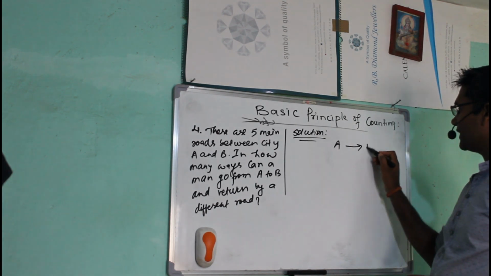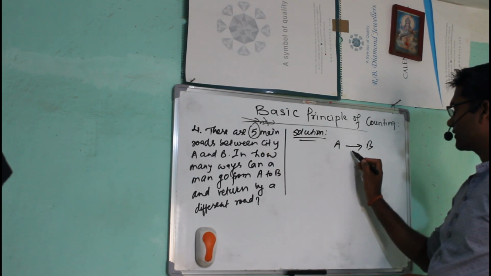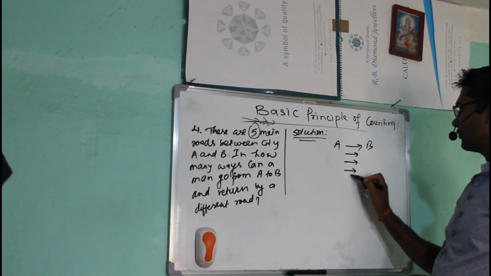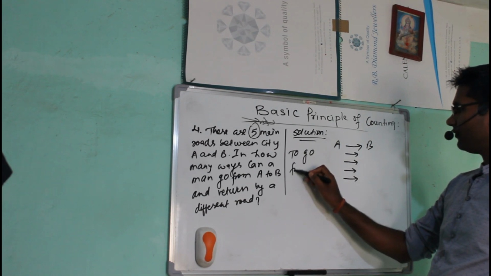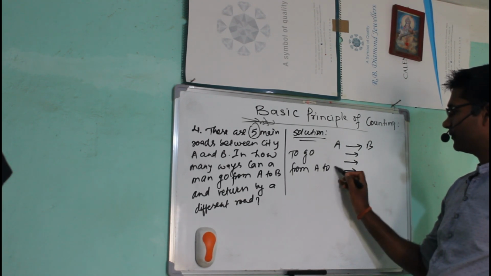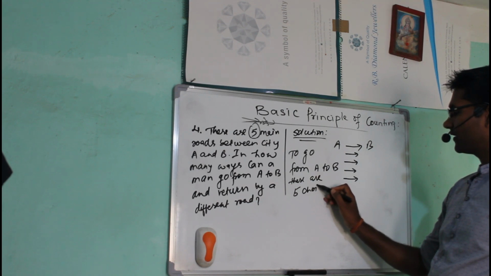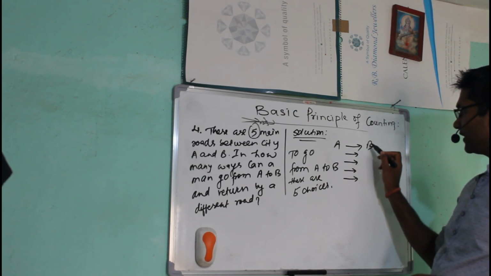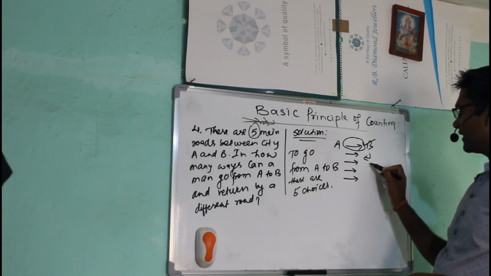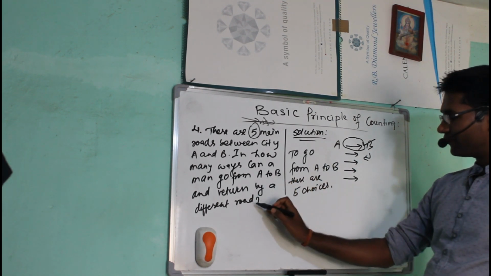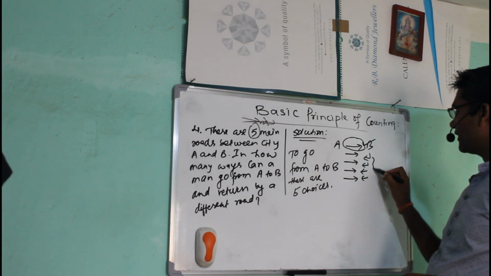From A to B, how many roads are there? That means 5 roads, as given here: 1, 2, 3, 4, 5. So to go from A to B, there are 5 choices, and we can choose any one of them. Suppose you have chosen the first one. Now while returning, as you have to go by a different road, there are only 4 choices.